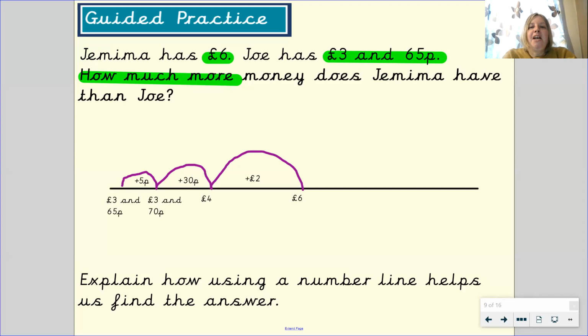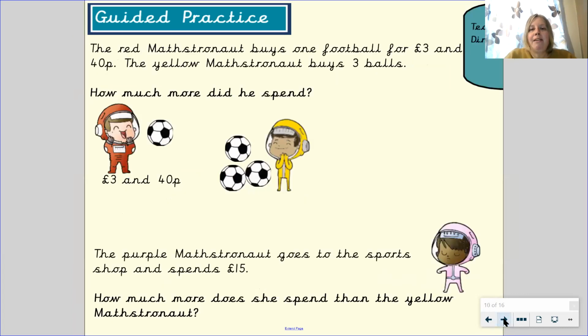Now we can work out how much more money Jemima has than Joe. £2 add 30p add 5p is £2 and 35p. So the difference is £2 and 35p. And the number line helped us because we could start with the smallest value and count on to make the largest value to help us to find the difference between the two amounts.